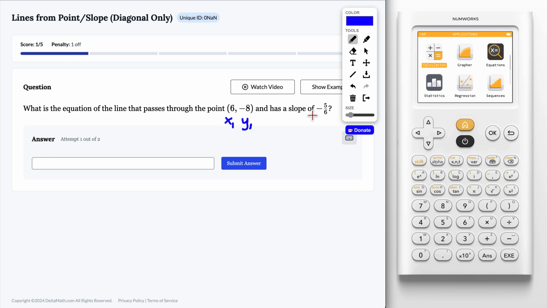Now it has a slope of -5/6. Of course, we've looked at slope before with our slope-intercept form. Now what we're going to use though is point slope form. This is different from what we've used in the past, which is slope-intercept form. Alright, and let's look at the difference between these two.